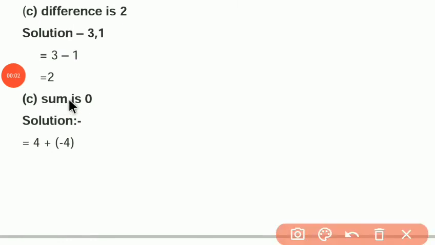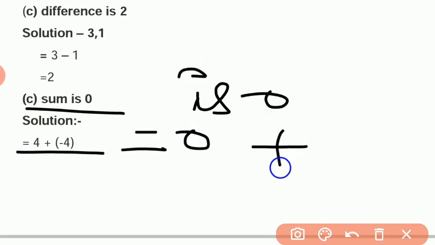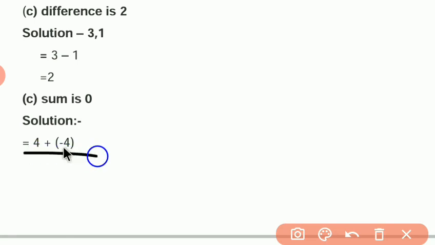Now we'll see the next question. D: sum is 0. We have to take any two numbers so that we get the sum 0. And for sum 0, we have to take one number as positive and the second one as negative. Then only we will get the answer 0. For example, we have taken 4 plus minus 4.